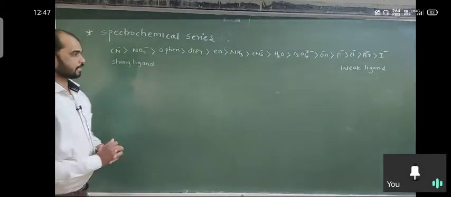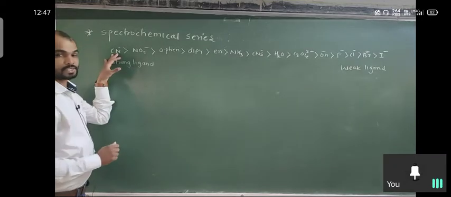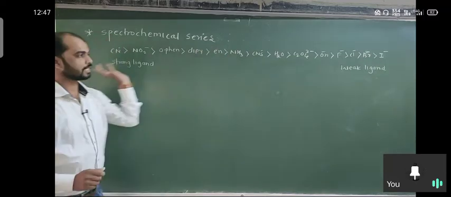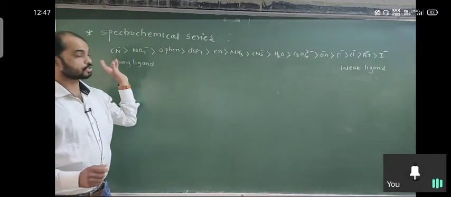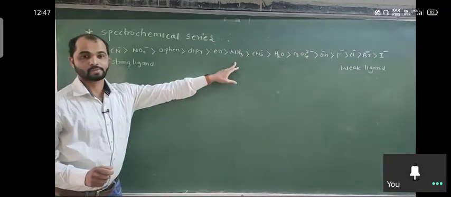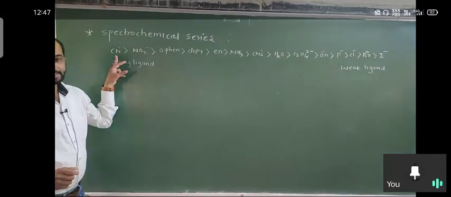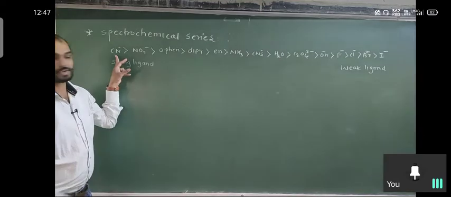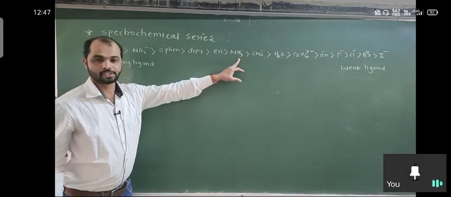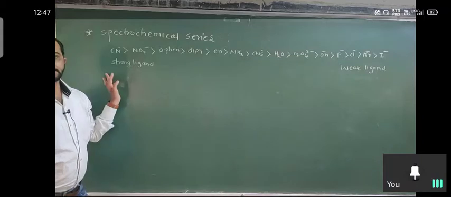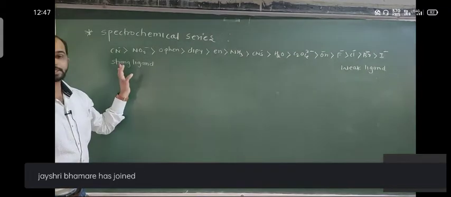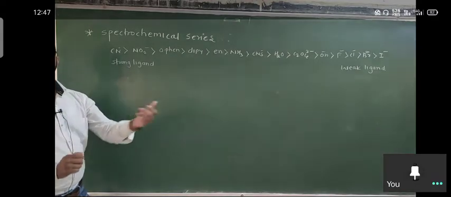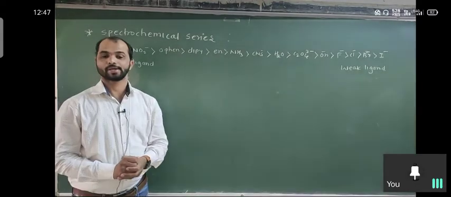spectrochemical series. So if one complex has cyanide and another complex has NH3, you can easily compare here: cyanide is a stronger ligand than NH3, meaning the complex containing cyanide shows higher absorption and gives a higher delta value as compared to NH3. So you learn and understand this series, and using this series we can predict which complex has a higher 10 Dq value and which has a lower 10 Dq value.